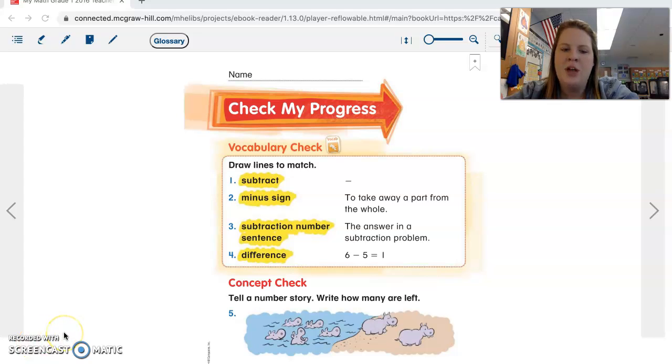Good morning. Put your name on the top of your paper, and we are going to go through this. This is kind of like a test, okay? So I'm not going to give you the answers. I'm just going to read them to you, okay?